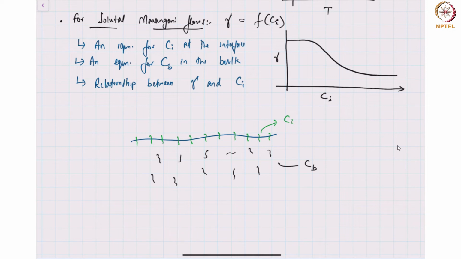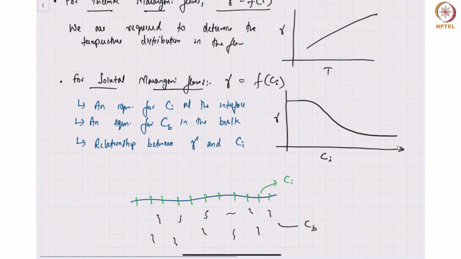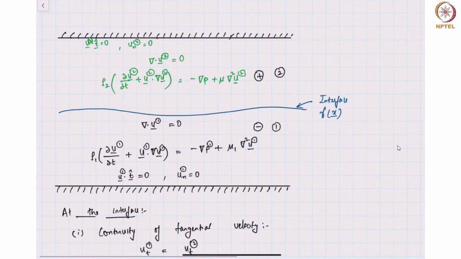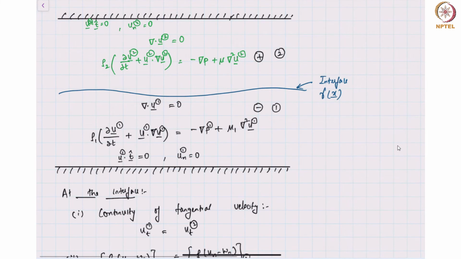And again, for various surfactants and combinations of surfactants and fluids, these relationships are well documented in the literature. Gamma is a function of concentration. Further, one can actually determine this using various instruments. So that more or less concludes the main part of the discussion here, which is what are the equations and the boundary conditions or jump conditions at the interface.